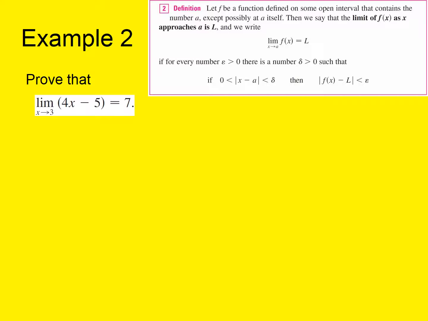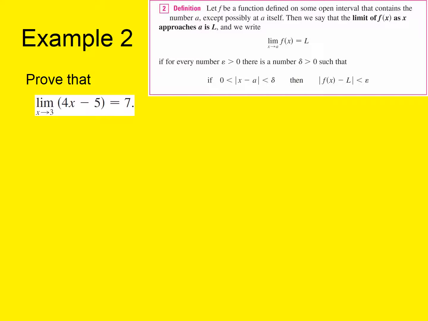Okay, so here's a problem that's important. Every student needs to be able to do it, and the nice thing is that it's not that hard, but it's extremely important. This is example 2 of section 1.7. And so we're going to use the definition of limit to prove this limit. We're going to prove that the limit as x approaches 3 of the function 4x minus 5 equals 7.